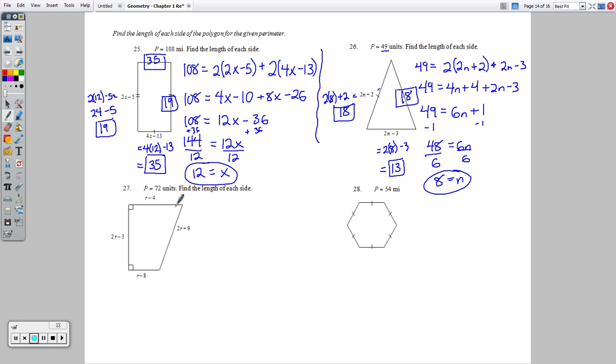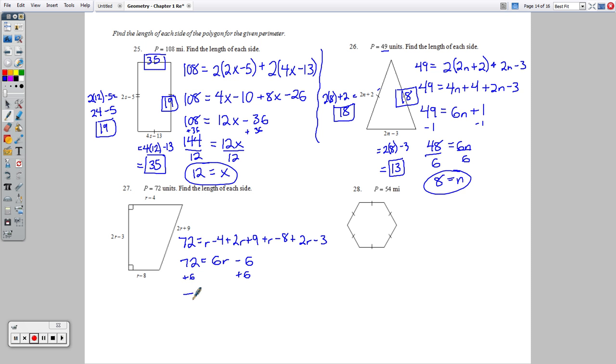On this one, you've got 72 units for the perimeter, given all these different expressions. So it looks like we just have to add those 4 expressions together and set it equal to 72. So r minus 4 plus 2r plus 9 plus r minus 8 plus 2r minus 3. Combine like terms, I've got r, 2r, r, and 2r. That's 6 r's altogether. Negative 4 plus 9 is 5. Minus 8 would be negative 3. Minus 3 would be negative 6.